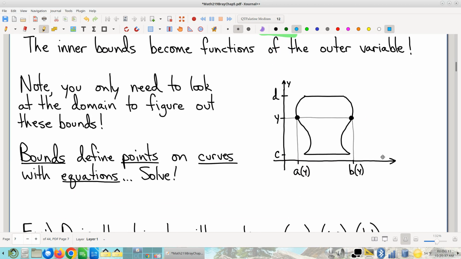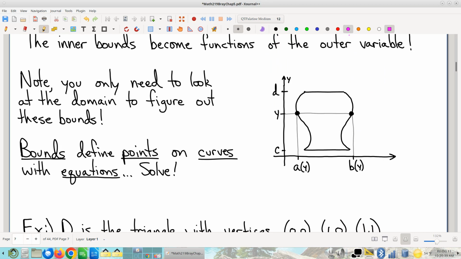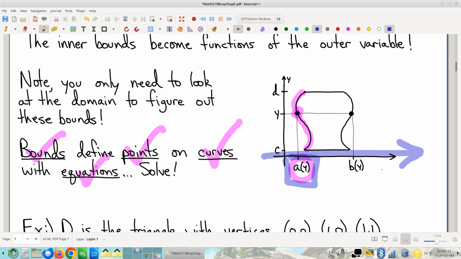And then how do you find what those functions are? Well, again, you recognize that the bound that you're looking for comes from a certain point that you can identify from your picture, which is on some curve that you can identify from your picture, which will have some equation. Then you recognize that what I'm looking for, in this case, is a value of x, and so therefore you solve for x in the equation that you found. All right, so that's our process.